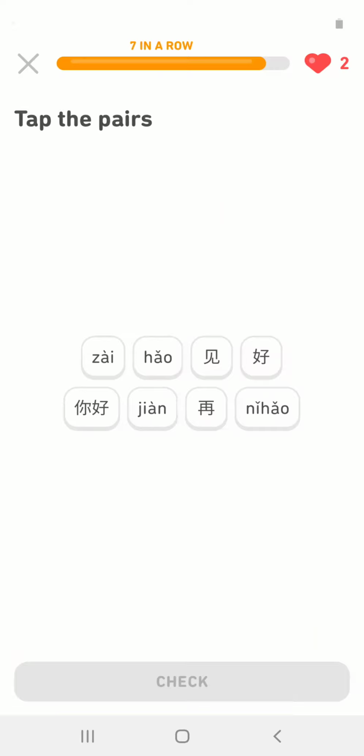Tap the two pairs again. Zai. Hao. Jian. Okay. I'm still getting this thing incorrectly. Alright, that's Zai, and that's correct. Tap the pairs. That's Qian. That's Zai. Now, Hao.